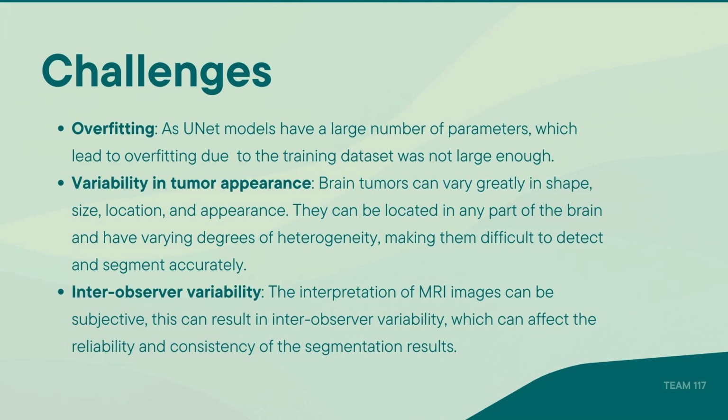The challenges faced during this project: first, as UNet models have a large number of parameters, it can lead to overfitting. Secondly is the variability in tumor appearance, as the size and the shape of the tumor can be different. This can lead to a varying degree of heterogeneity present in the dataset. Lastly is the inter-observer variability, as interpretation of MRI images can be subjective. This can affect the reliability and consistency of segmentation results.